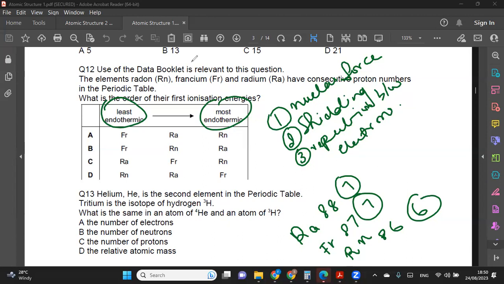What do you think? I've told you which period they are in. Radon is in period number 6. That means it has 6 shells. Francium is in period number 7. It has 7 shells. And radium is in period number 7. It has 7 shells. So, based on shielding, which one of them has the least amount of shielding?